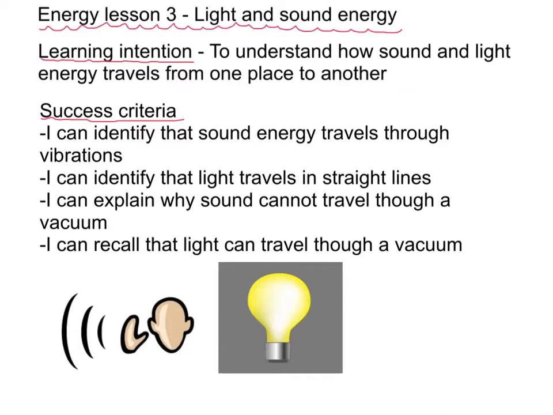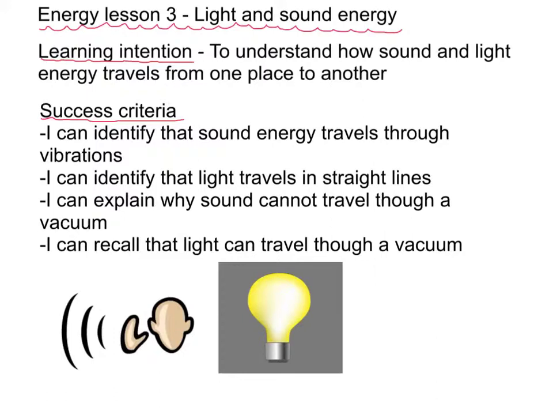So this is lesson 3 for our energy lessons, and this lesson will be on light and sound energy. The learning intention for this lesson will be to be able to understand how sound and light energy travels from one place to another. And the success criteria are these. So these are the things that you should be able to do by the end of the lesson.